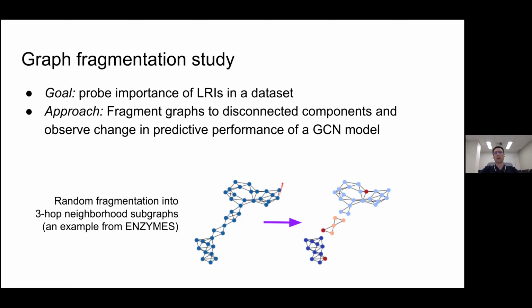So take this example of a protein from the enzyme data set. And what we're doing, we randomly select a node, extract its, in this case, 3-hop neighborhood, remove it from the graph, and then iterate again. Take the leftover graph, select a node, extract its 3-hop neighborhood, and so on until the entire graph is consumed. And then if there were any long-range interactions, effectively we are removing them and limiting to only the local information.